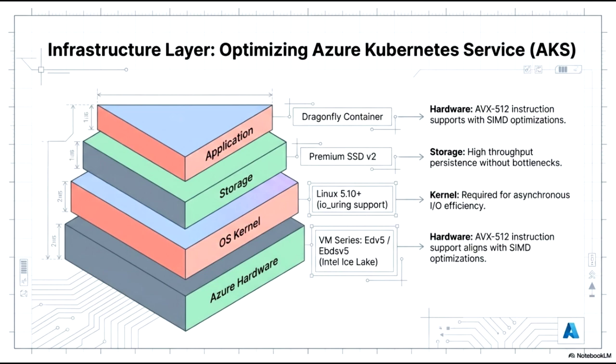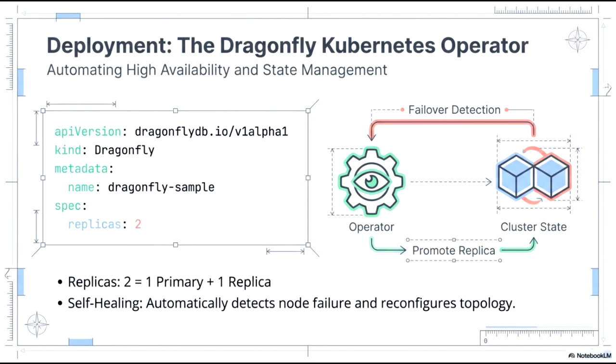For the storage layer, we deploy Premium SSD v2 to ensure high throughput persistence without bottlenecks. Finally, at the application layer, utilizing the Dragonfly container allows us to fully capitalize on AVX 512 instruction support for optimized SIMD performance. By synchronizing these 4 layers, we create a highly tuned environment capable of handling the most demanding workloads.